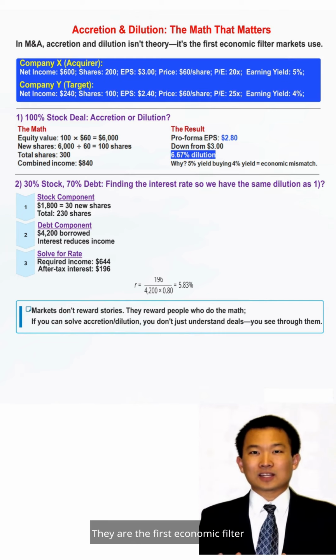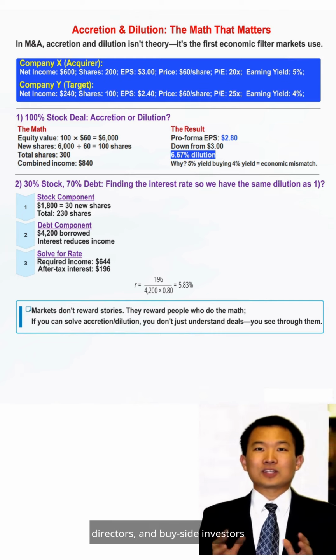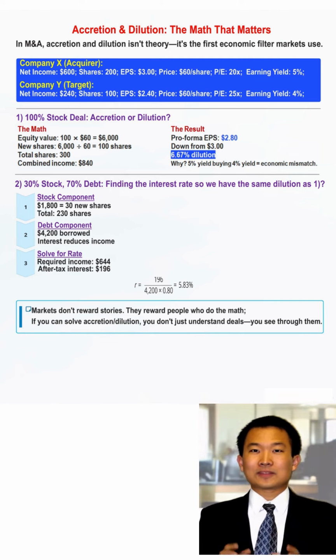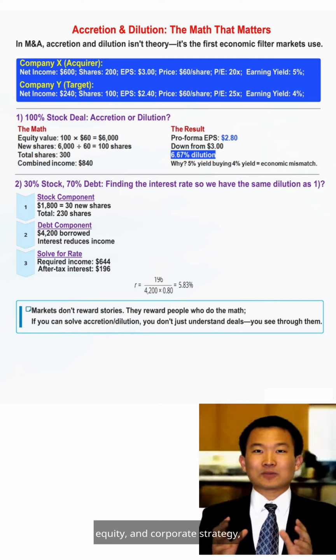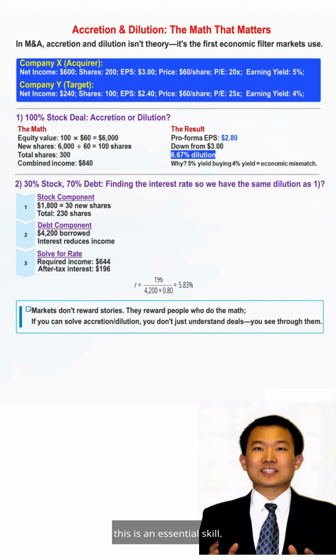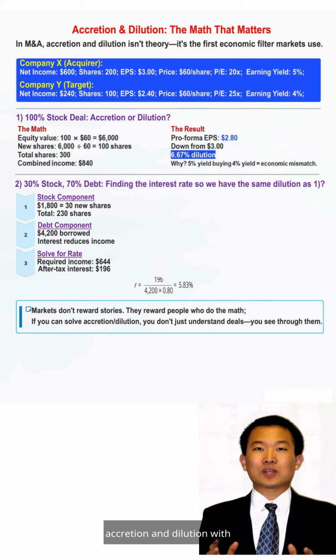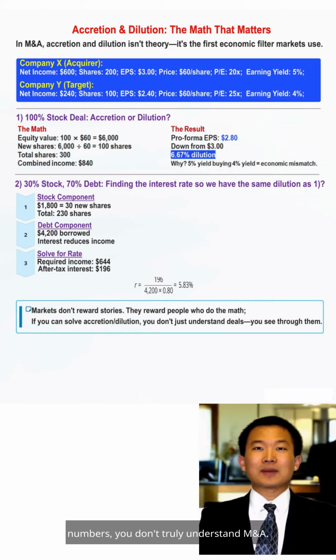Accretion and dilution in M&A are not just academic concepts. They are the first economic filter that the market, board of directors, and buy-side investors use to determine if a deal is worth further discussion. In investment banking, private equity, and corporate strategy, this is an essential skill. If you can't quickly calculate accretion and dilution with numbers, you don't truly understand M&A.